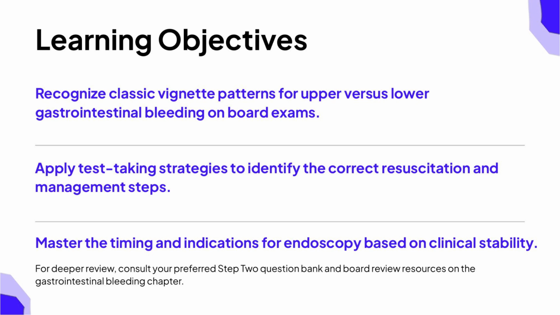Let's dive in. Our learning objectives today focus on what matters most for test day. First, we'll learn to recognize the classic vignette patterns that distinguish upper from lower gastrointestinal bleeding. Second, we'll apply strategic thinking to identify correct resuscitation and management steps. Third, we'll master the timing and indications for endoscopy, which is a frequently tested concept. For the underlying pathophysiology and detailed management algorithms, I encourage you to review the gastrointestinal bleeding chapters in First Aid, your preferred question bank, and other board resources.